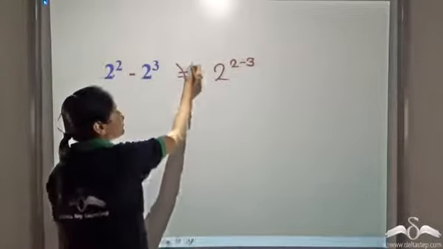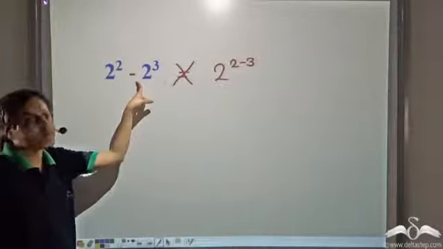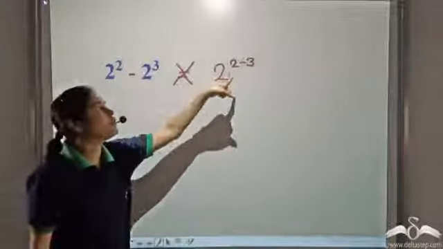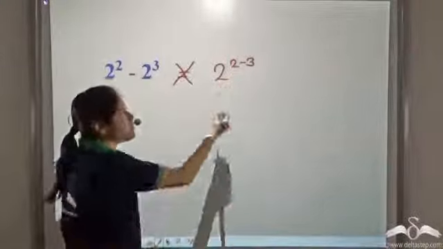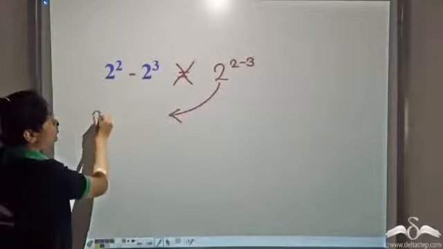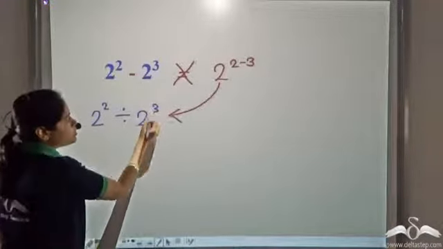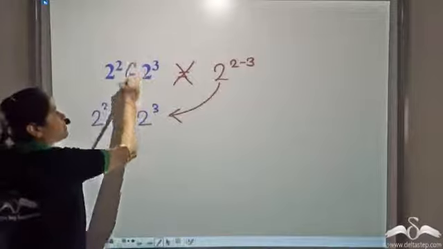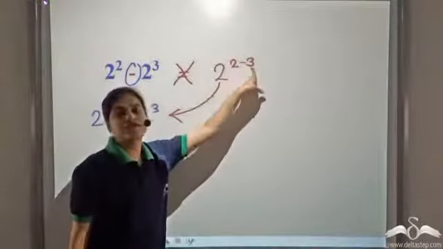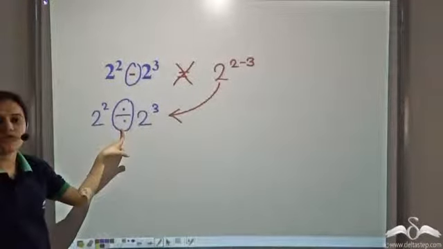No. We cannot write it in this manner because this is subtraction. So when these two exponentials are being subtracted, you cannot subtract the powers. We can do it when we have 2 to the power 2 divided by 2 to the power 3. So we have division here and we have subtraction here. In case of subtraction, we cannot subtract the powers. We can subtract the powers when we have division.